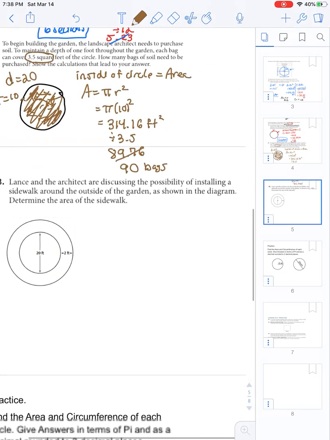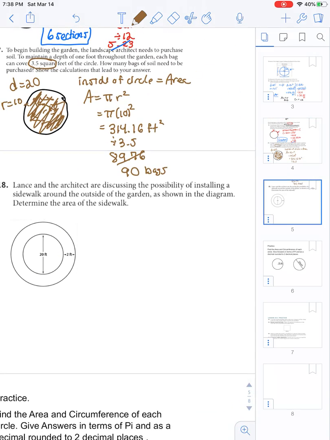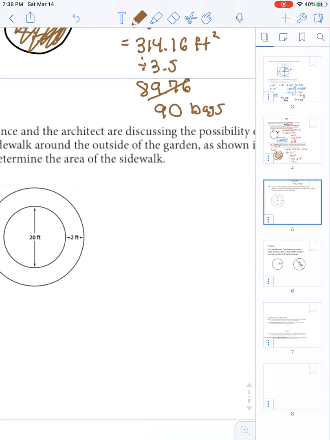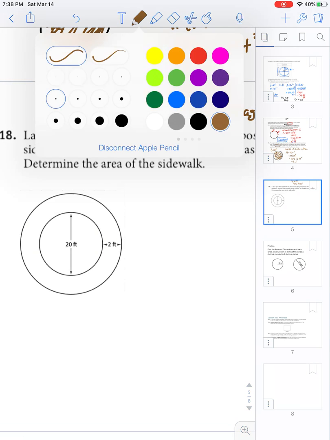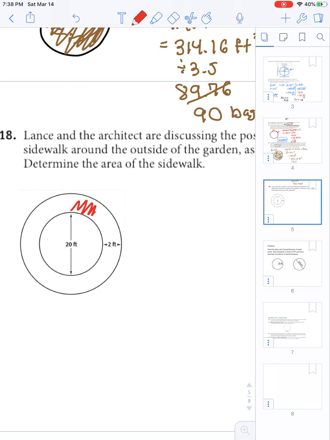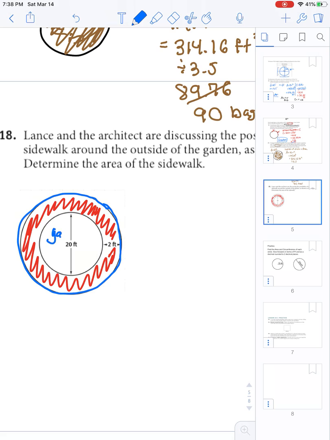Now, Lance and the architect are discussing the possibility of installing a sidewalk around the outside of the garden, as shown in the diagram. We need to find the area of the sidewalk. Since we're specifically looking for the area of the sidewalk alone, that means we're looking for the area of just this part of the diagram. Look at the full circle in the diagram. Here's our larger circle. This one includes the garden. Here's the garden and the sidewalk.